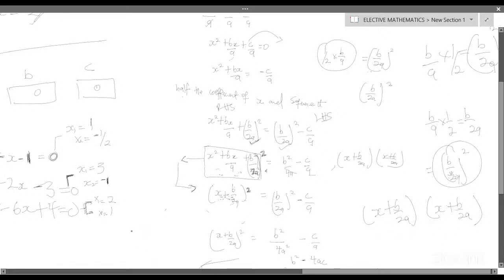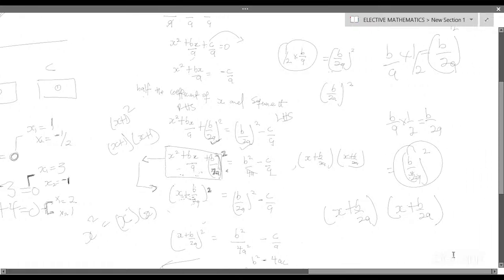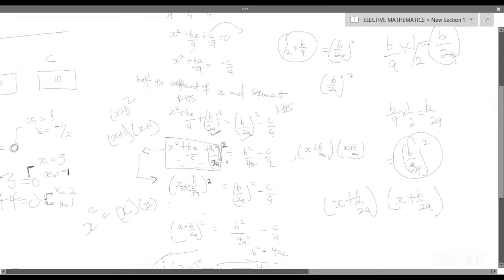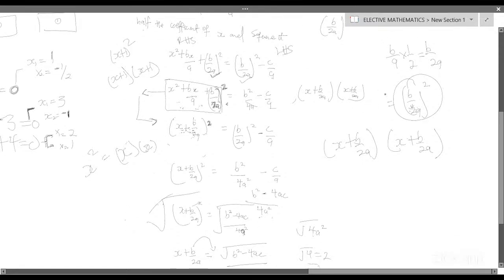Because if it was to be x squared, what would it have been? X multiplying x, right? If it was to be x plus 1 all squared, what was it going to be? X plus 1 multiplying x plus 1. Here we have x plus b over 2a all squared. What does it mean? X plus b over 2a multiplying x plus b over 2a. You get the point? Yes. Good. So at this point, this is simple expansion.